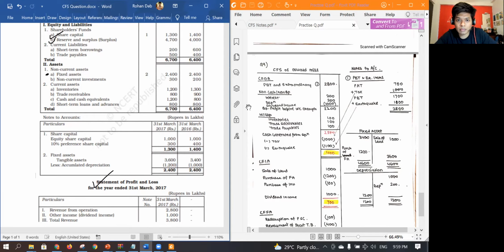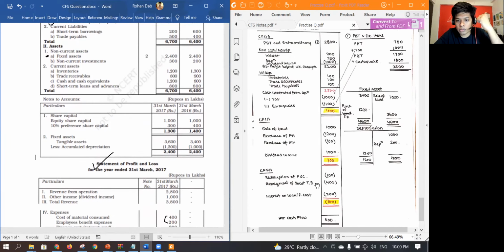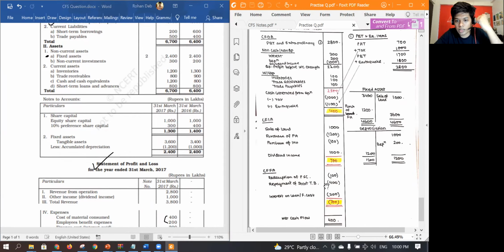Current liability is my working capital changes, so we'll come to that later. Or in fact, you can do it right away. So share capital done, this one done. Current liability, what did I tell you? Any current liability is proportional to cash flow. So there's a 400 rupees reduction in the short-term borrowings. Short-term borrowings reducing means I have repaid that money, so it's a cash outflow. And short-term borrowings is a financing activity. So I put it over here: short-term borrowings, 400 reduced.